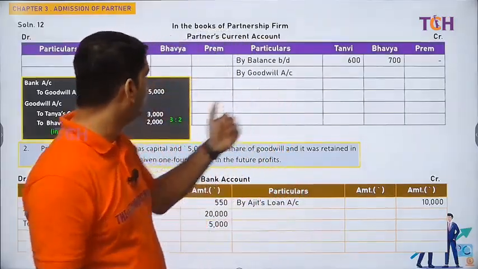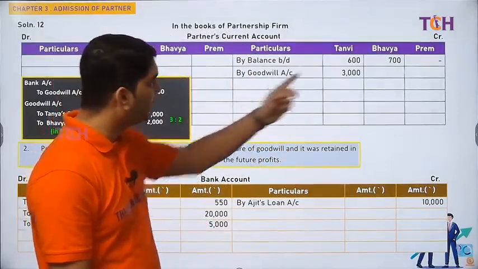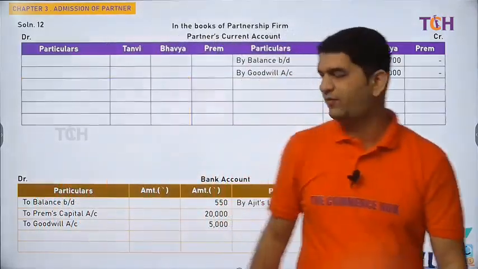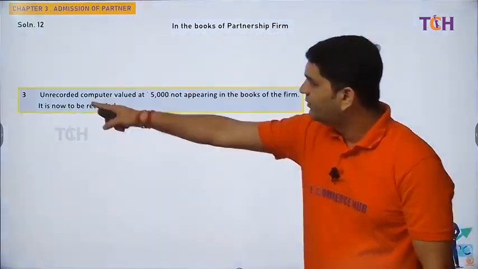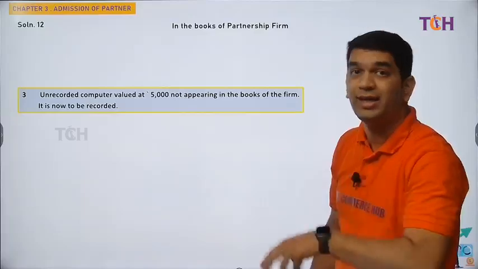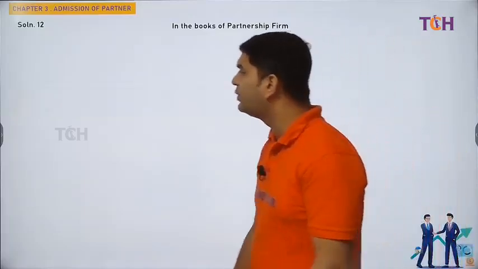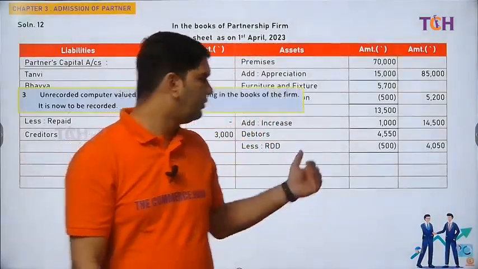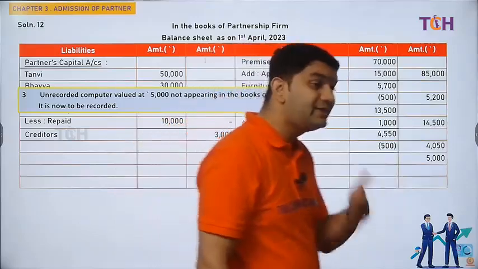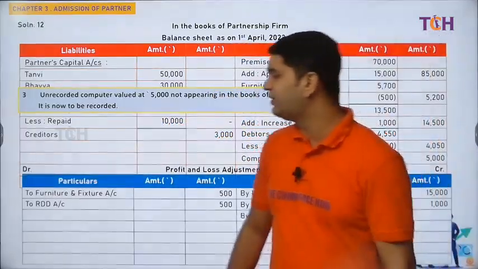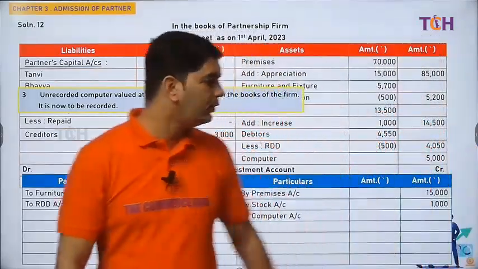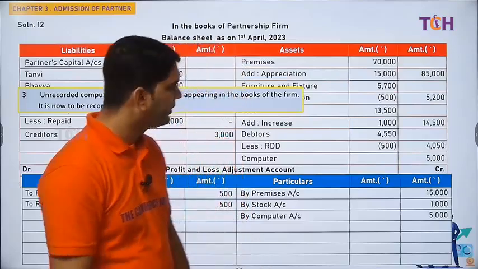On the current account, on the credit side, we'll be writing by goodwill. We know the amounts, 3,000 and 2,000, so we'll write in Tanvi and Bhavya. Moving forward, see what's next: unrecorded computer valued 5,000 not appearing in books but now it should be recorded. It is clearly stated. So on the asset side we have to write computer, and then give its second effect. So in assets we wrote computer, amount 5,000. As this is an increase in the value of an asset, this is a profit, so you can call it revaluation or P&L adjustment account. On its credit side we will also write by computer, amount is 5,000.